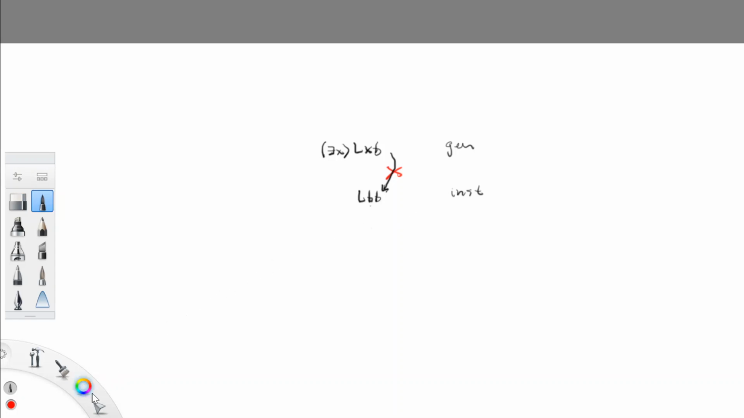Okay, so I think that should help us understand the relationship between generalizations and instances. It's really a kind of a simple idea, but a very important one for interpreting and applying correctly four of our new inference rules. And we will see videos on those inference rules coming up very soon.